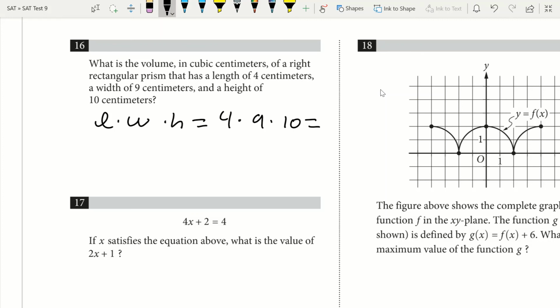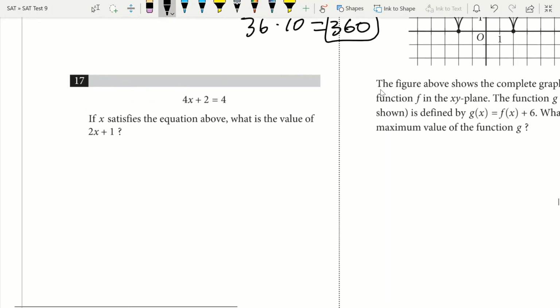So we're going to do 4 times 9. That's going to give us 36. 36 times 10 is going to give us 360. So our answer for 16 is 360.